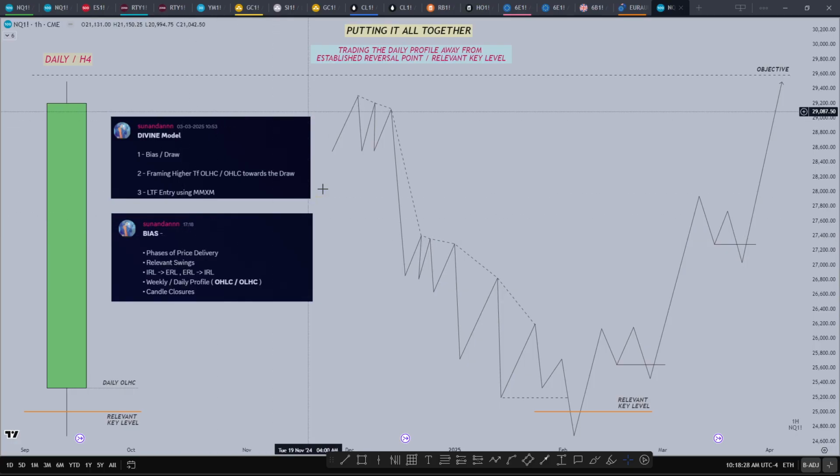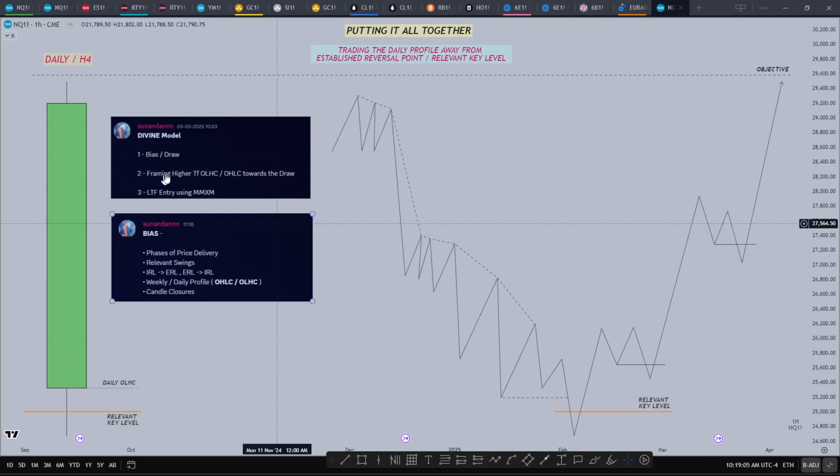So once you have a bias using these things, then simply you have to trade the daily profile away from the relevant key level, the relevant established reversal, towards the objective. It is this simple. This is my model: framing high time frame OLHC or OHLC towards the draw, with a low time frame entry using MMXM.